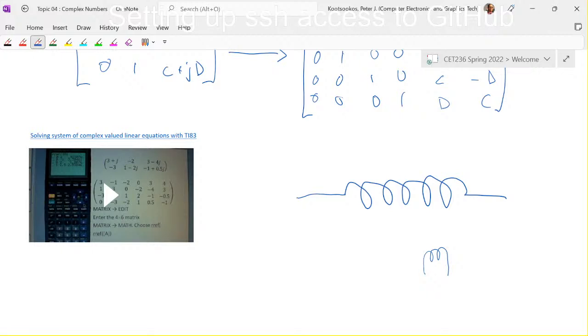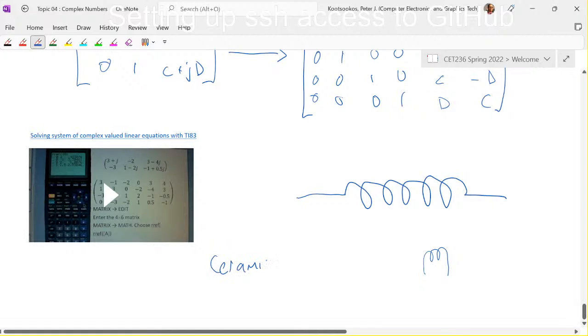The capacitors are a little different. Those two capacitors are different sorts of capacitors. The orange one is what's called a ceramic capacitor, and the blue one is electrolytic.